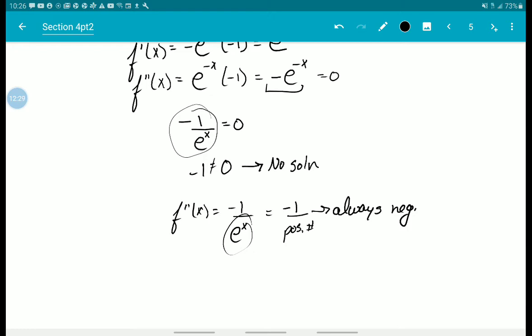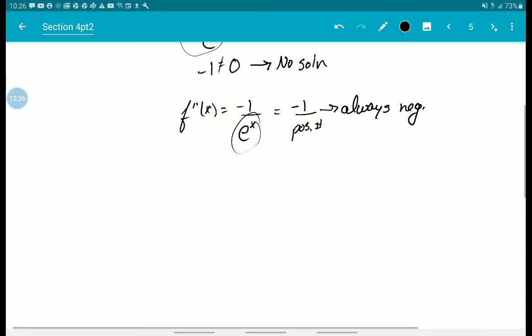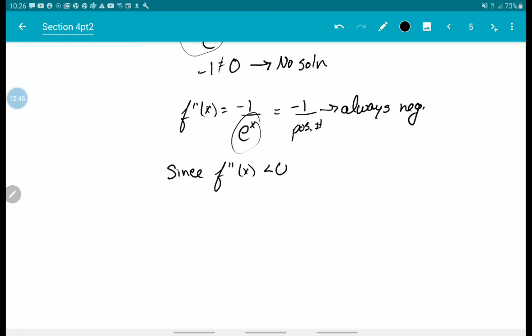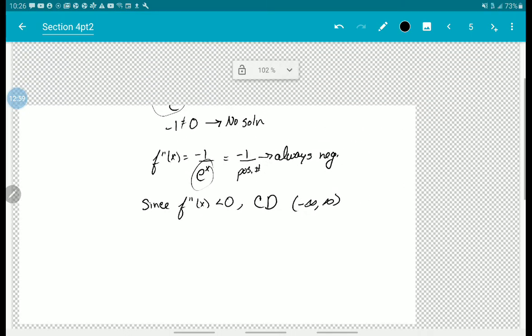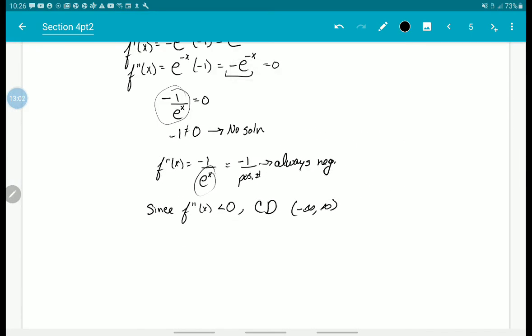So we have to think about, well, what's happening with that derivative? Can we figure out, is it always positive or always negative? And in this case, we can figure out it's always going to be negative. So since the second derivative is always less than 0, then that means we are going to be concave down. And it's going to be concave down on the entire domain of the original function. And the domain of the original function would be all real numbers.